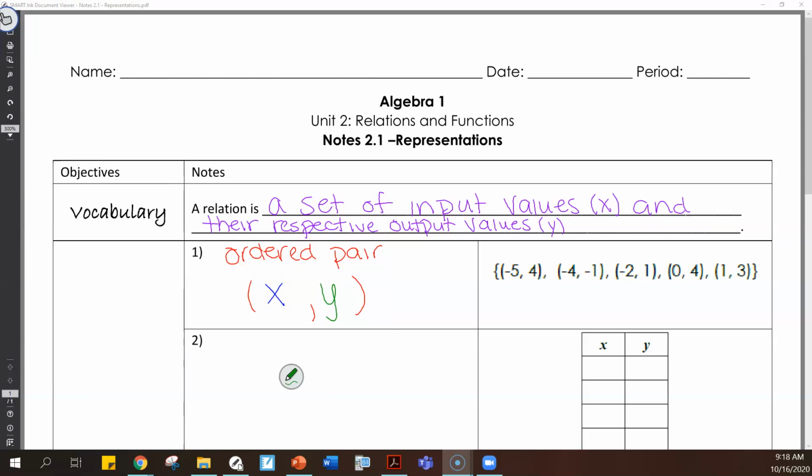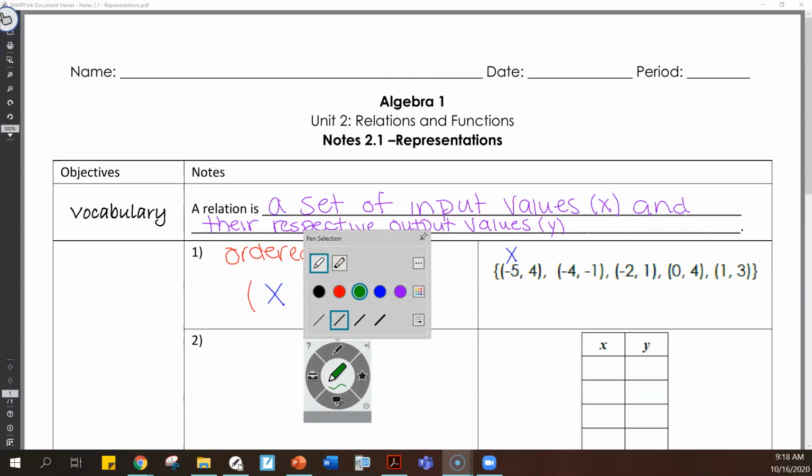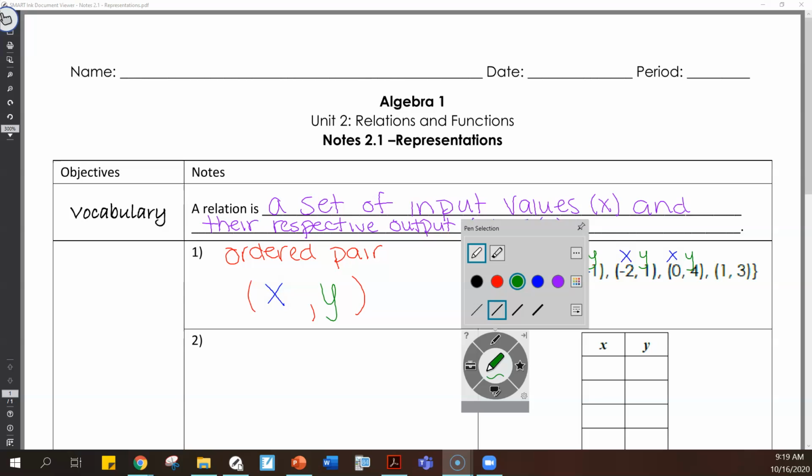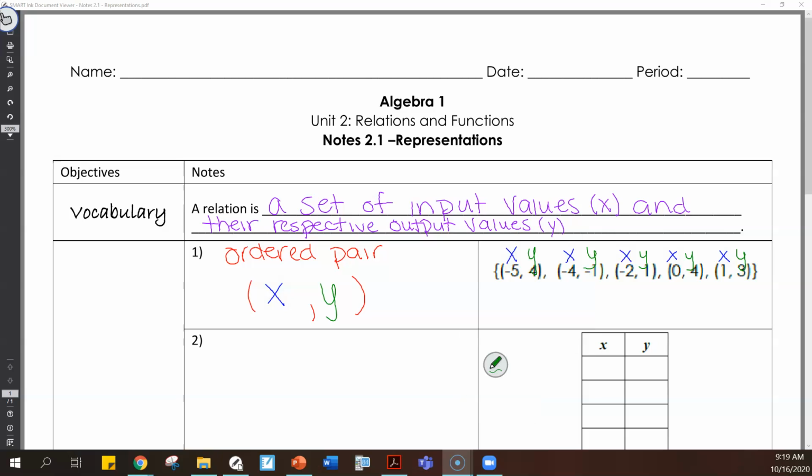So if I'm looking at my example here, in the first one I have an x value of -5 and I have a y value of 4. In the second, I have an x value of -4 and a y of -1. I have an input of -2, which gave me an output of 1. I have a 0 that's an x and a 4 that's a y. However you want to describe this, the order of these tells you that the first number is your x value or your input value, and the second number is your y value, your output value.